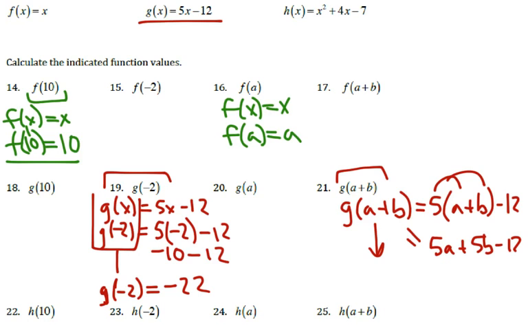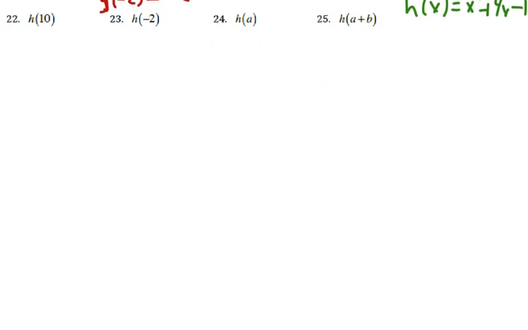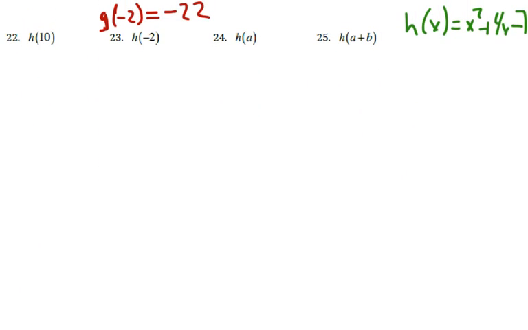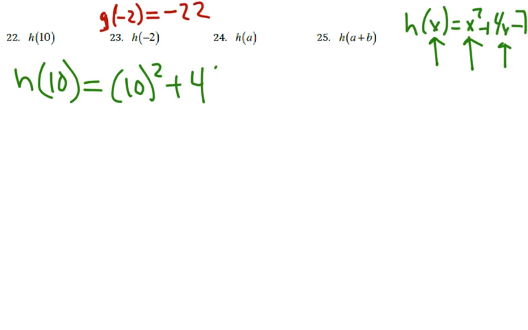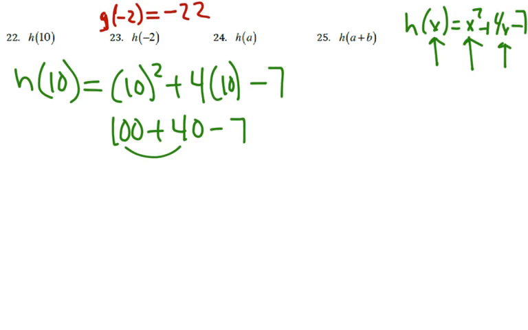Now let's take a look at these ones. h of x equals x squared plus 4x minus 7. So now it's getting more difficult. h of 10. Everywhere there's an x, here, here, and here, I now replace with a 10, and I keep everything else the exact same. So now I solve. 10 squared is 100, plus 4 times 10 is 40, minus 7. 100 plus 40 is 140.